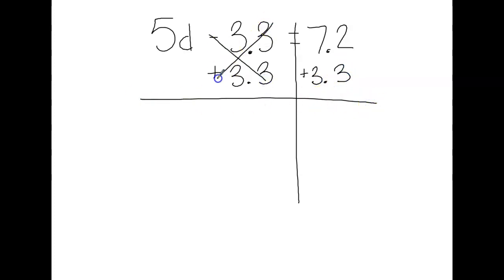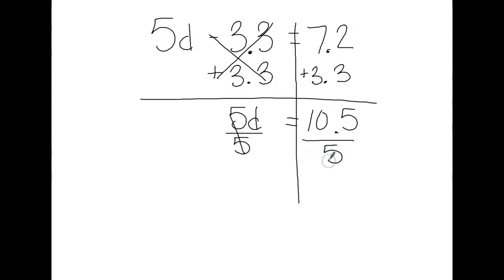This makes a 0 pair. I'm left with 5d equals 10 5/10. Since 5 and d are multiplied, I do the opposite operation, so I'm going to divide. What you do to one side, you always have to do to the other. So d equals, this is where your calculator comes in. I'm going to type in 10 5/10 divided by 5, and I get 2 1/10.